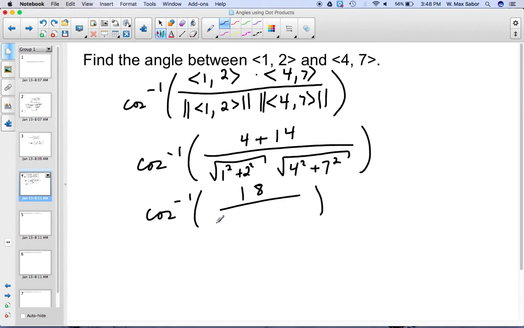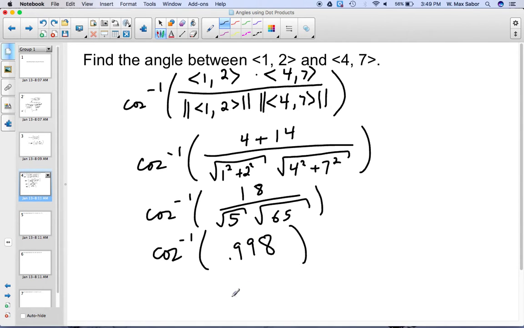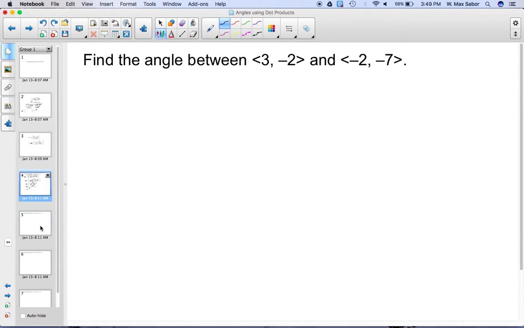So we have 18 over square root of 5, and that is square root of 16 plus that's 65. So let me grab my calculator. When I type that into a calculator, 18 divided by square root of 5 times square root of 65, I get arc cosine of 0.998. So I'm going to do arc cosine of that, which gives me approximately 3 degrees. Let's do another.